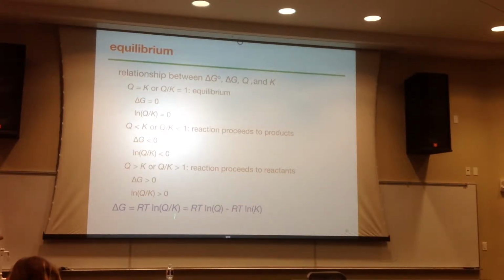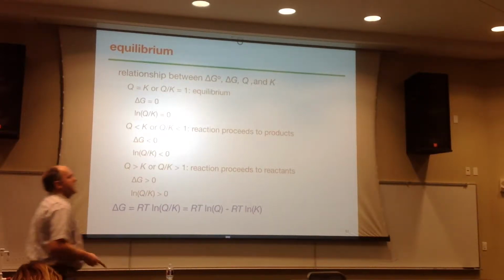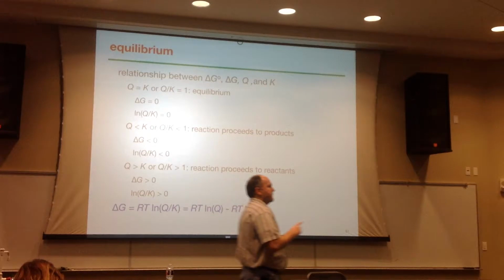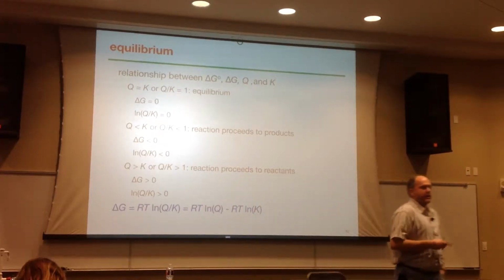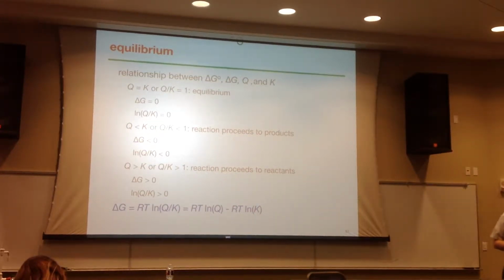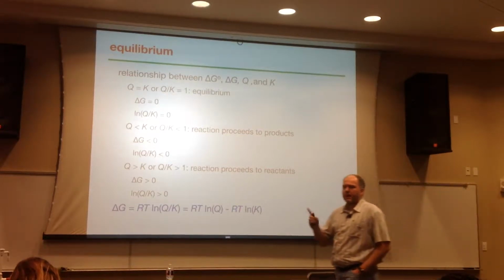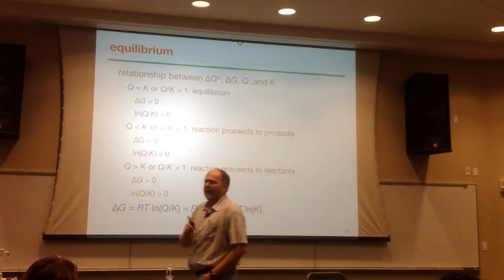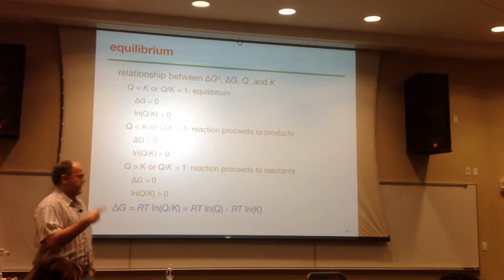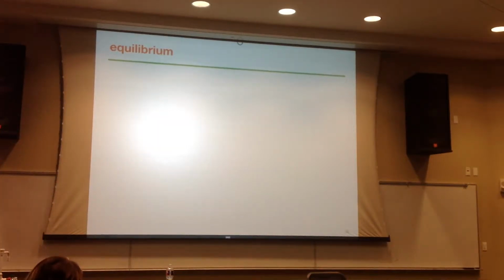Okay. Now, if I have a log of a fraction, I can split that into the difference of two logarithms. And I get RT log Q minus RT log K. All right? Now, we derived that last time, but we derived it differently. And I thought there was a lot more hand waving than there is in this. I hope this makes more sense to you.